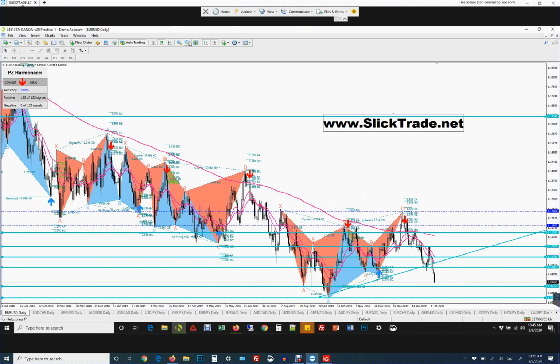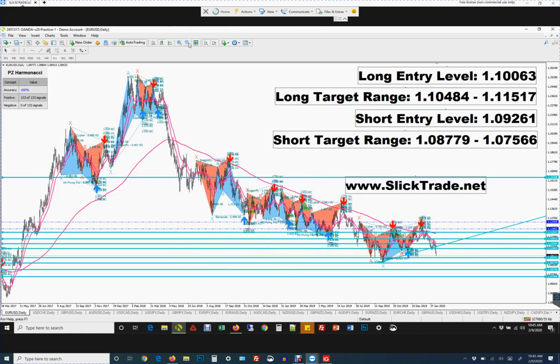Let's look again at history. Let's make sure this makes sense. Okay, here's our previous low. So if price breaks below this level here, like I said, we could easily see it continue down, okay? And I have your target zones right here. Short target range, 1.08779 to 1.07566, okay? And you can see it continue all the way down to here. You can see it continue down to the, what level is this?